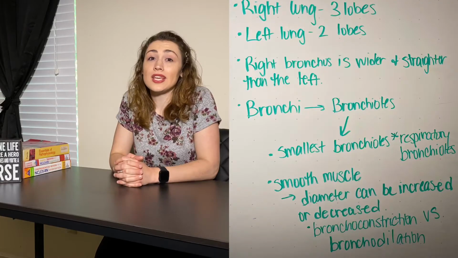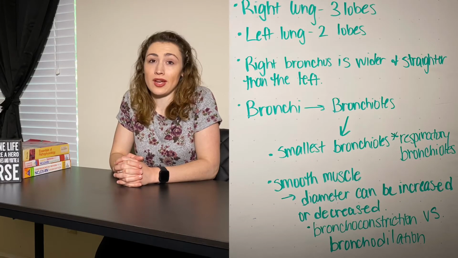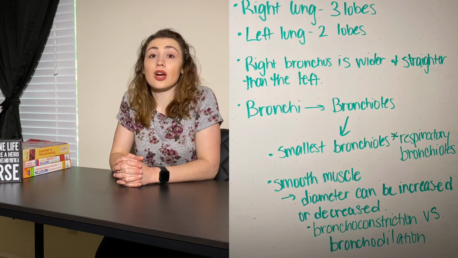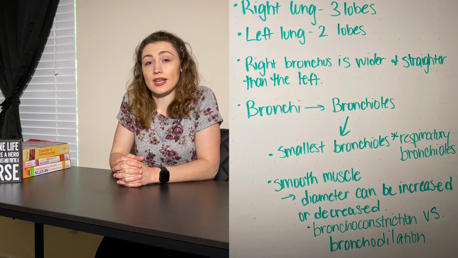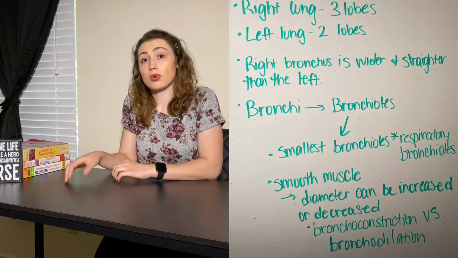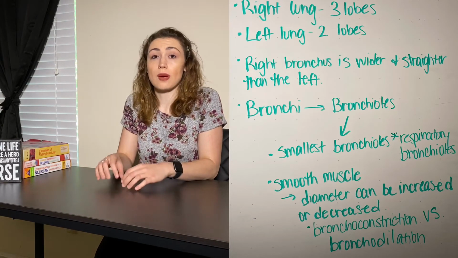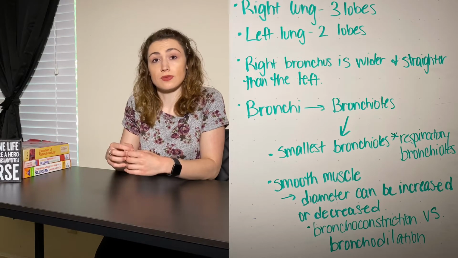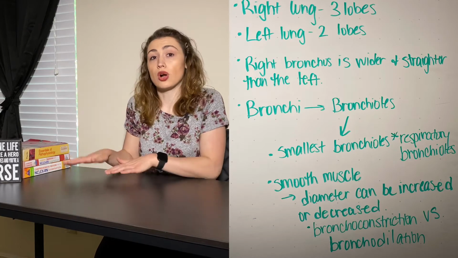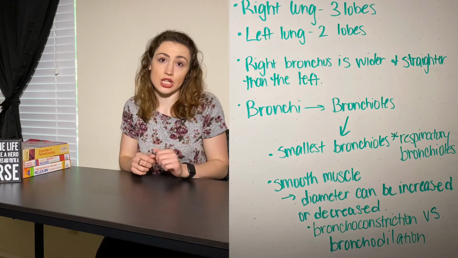Now the bronchi keep dividing into smaller bronchi, which eventually keep dividing until we get bronchioles. Now bronchioles keep dividing until we get to respiratory bronchioles. Now the difference between bronchi and bronchioles is that bronchioles have smooth muscle surrounding them, and this smooth muscle is responsible for what we call bronchoconstriction and bronchodilation.